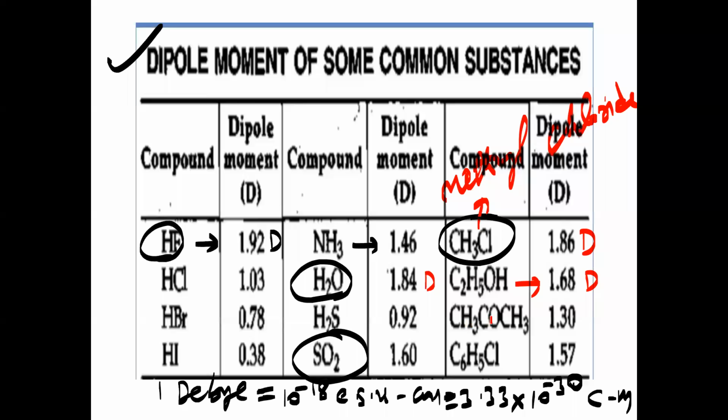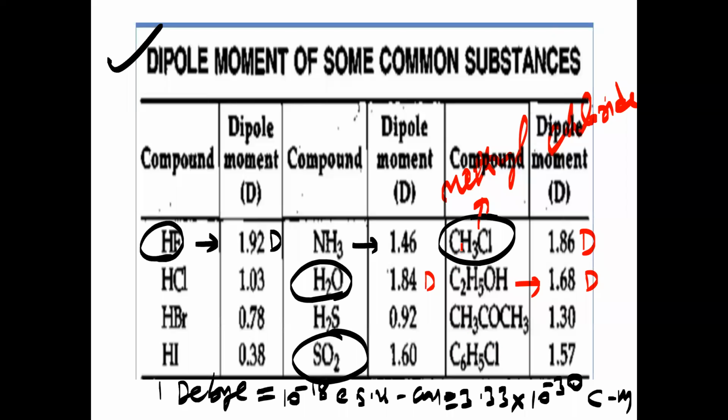And CH3COCH3 is called acetone. Nail paint remover is there, no? To remove the nail paint and apply another nail paint, we use the nail paint remover, which is nothing but acetone, CH3COCH3. So acetone has 1.34 Debye, and C6H5Cl is called chlorobenzene. All the names no need now. No need to learn all these values and names by heart. Okay.